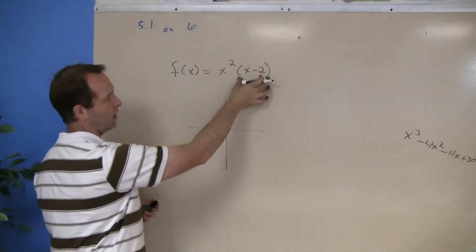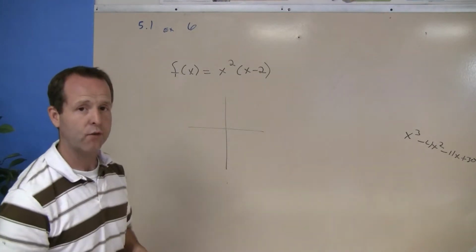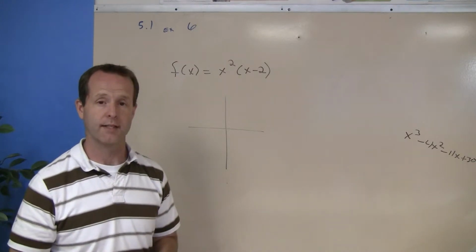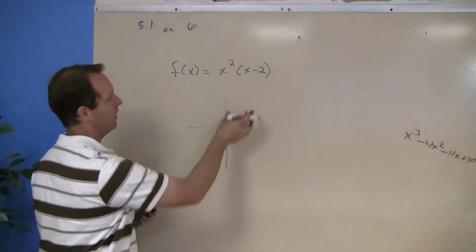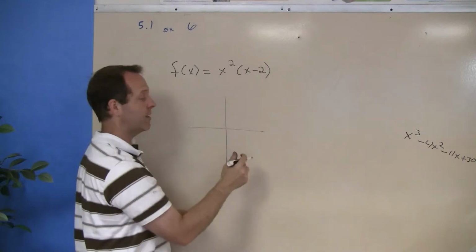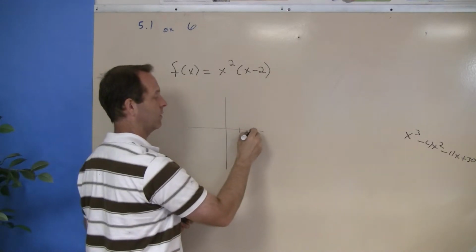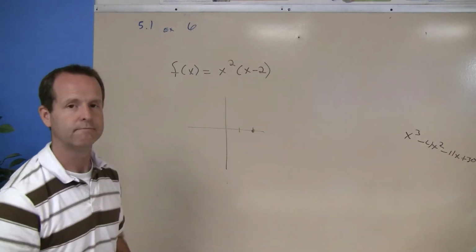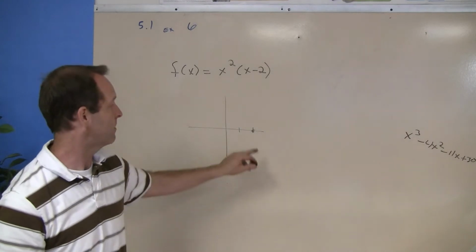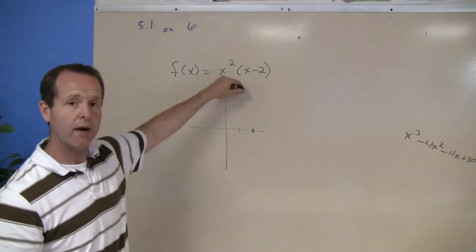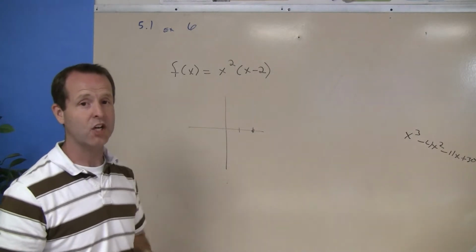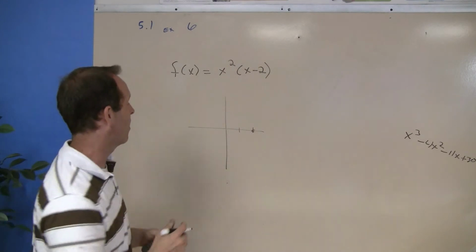The zeros are determined once I have it in factored form. I can find out what are its zeros or its x-intercepts. This factor right here tells me that it crosses at the point 2. So I know a little bit about the graph. It crosses at the x-intercept of 2. The x squared, well, that tells me something happens at 0.